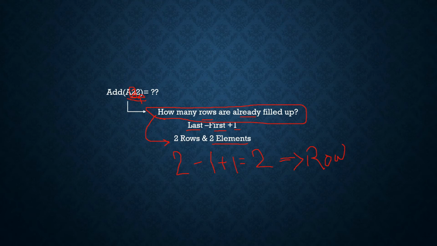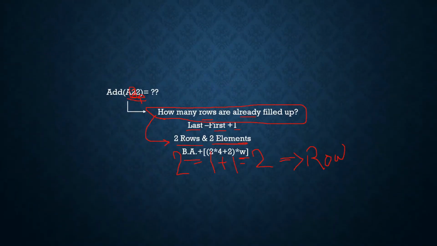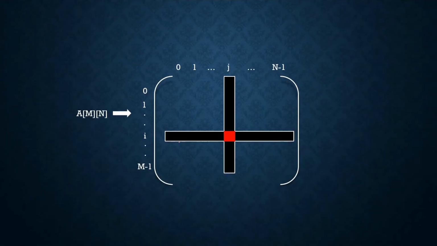So we want to find out the value after the two rows and two elements. For finding it, we need to know the base address and the bytes. So we put them in place in the equation, and you can find the address. Now we are going to find the universal equation for 2D arrays.